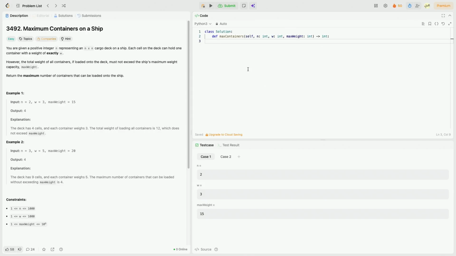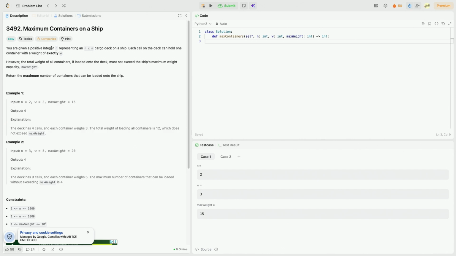I'm currently browsing through easy problems to practice the interview process. And now we're dealing with LeetCode 3492, Maximum Containers on a Ship. It's the first time that I see this problem, and I'm going to try to solve this one shot, but interview style, where I focus on communication, etc. Right, so let's see what we are dealing with here.